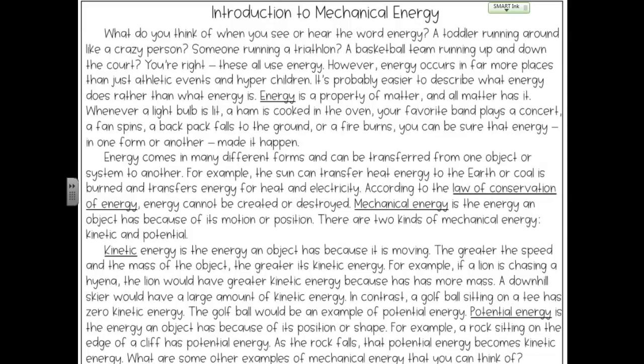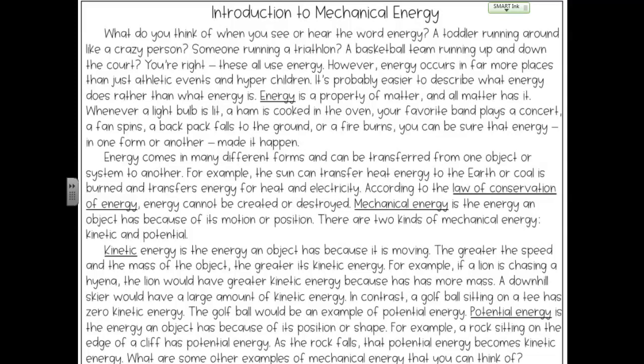Whenever a light bulb is lit, a ham is cooked in the oven, your favorite band plays a concert, a fan spins, a backpack falls to the ground, or a fire burns, you can be sure that energy in one form or another made it happen. Energy comes in many different forms and can be transferred from one object or system to another. For example, the sun can transfer heat energy to the earth, or coal is burned and transfers energy for heat and electricity. According to the law of conservation of energy, energy cannot be created or destroyed.